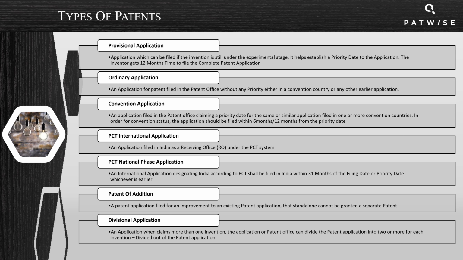Patent of addition. A patent of addition is an application filed for an improvement to an already existing patent application or to an already existing patent grant, wherein a patent of addition does not have standalone status to be a separate patent. Divisional application. An application which claims more than one invention, wherein the applicant or the patent office can divide the application into two separate applications. These are called divisional applications.